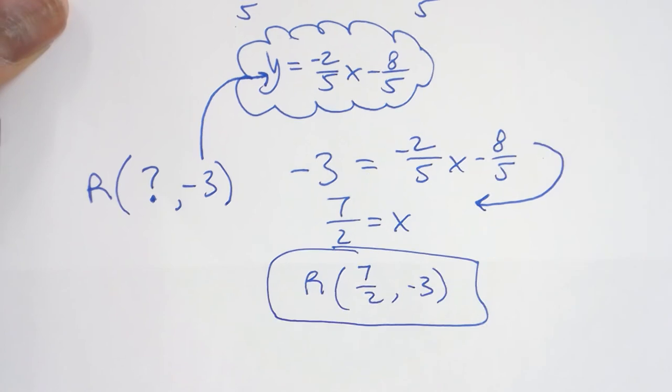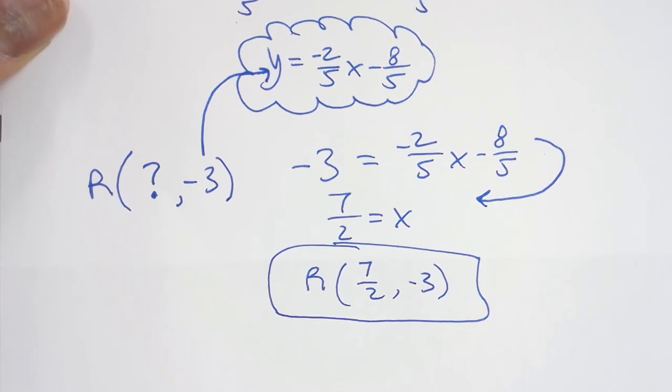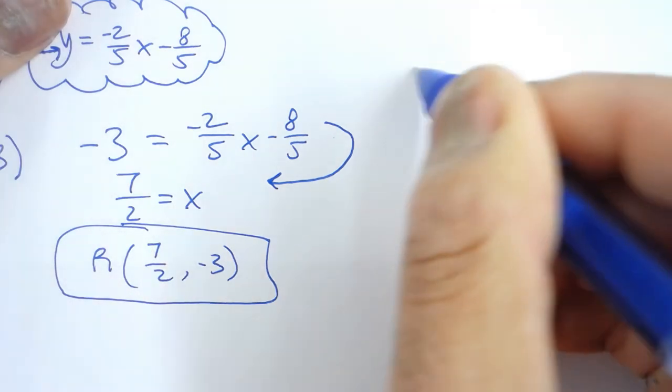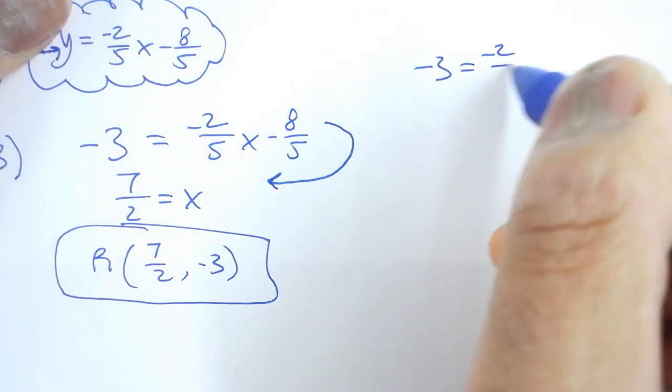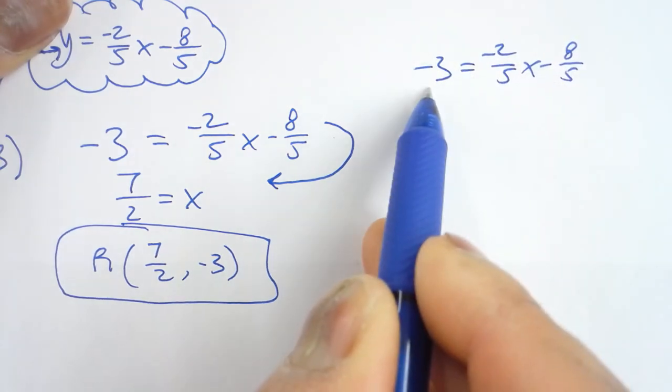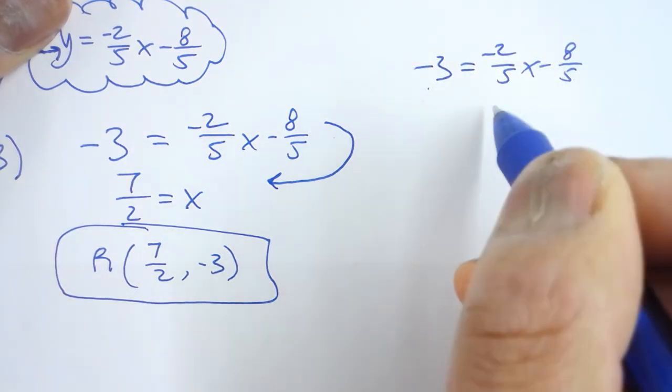Andrew? Let me show it then. So get from here to here. Let's do that step together. I'm going to add 8 over 5 over here. So if I add 8 over 5, it disappears.